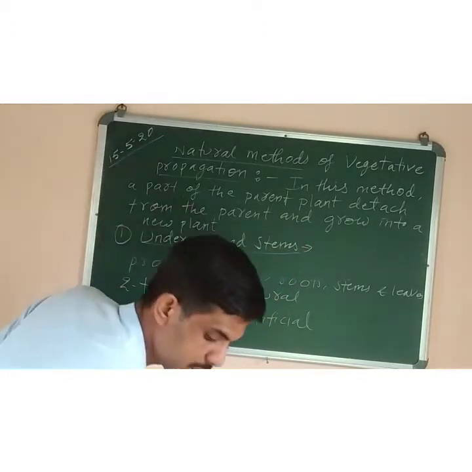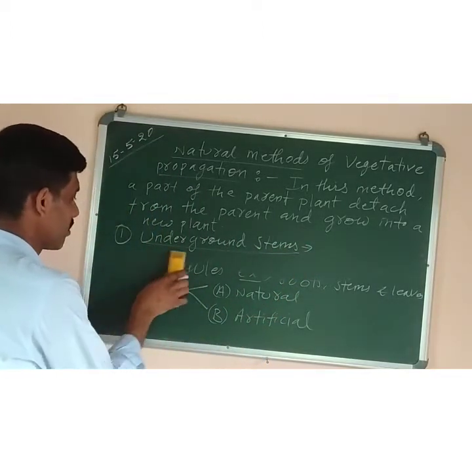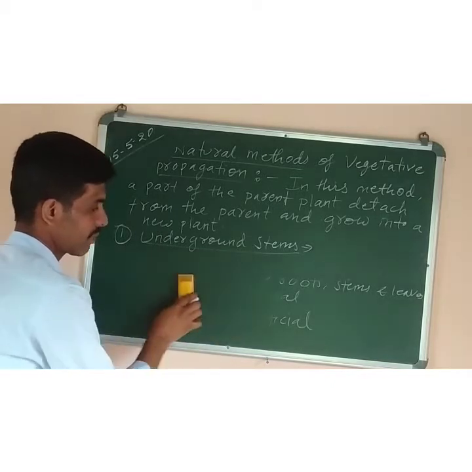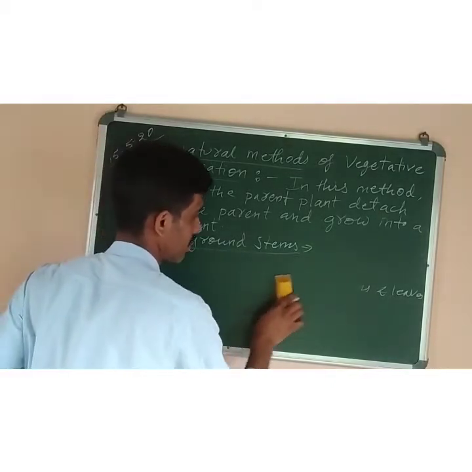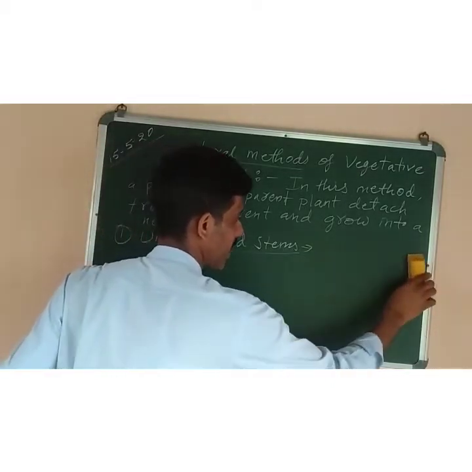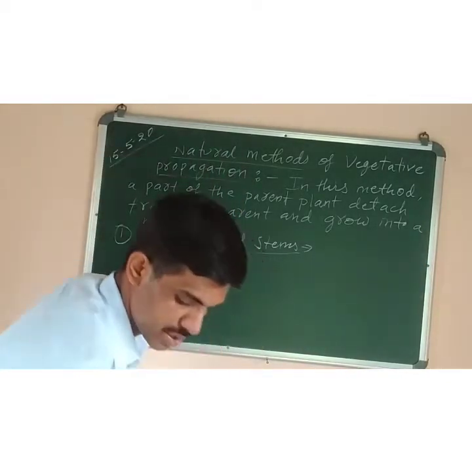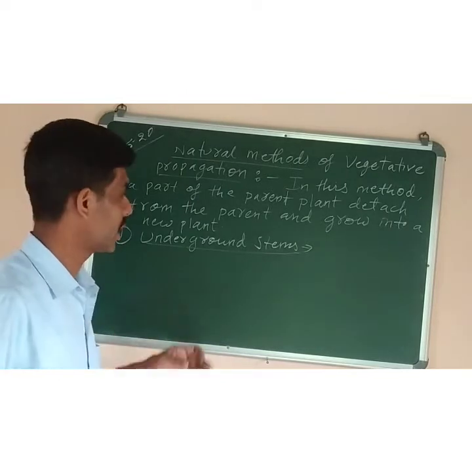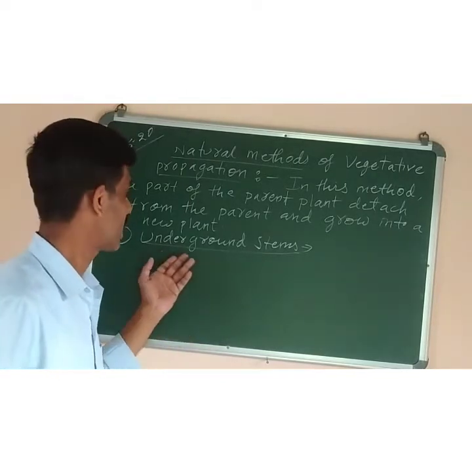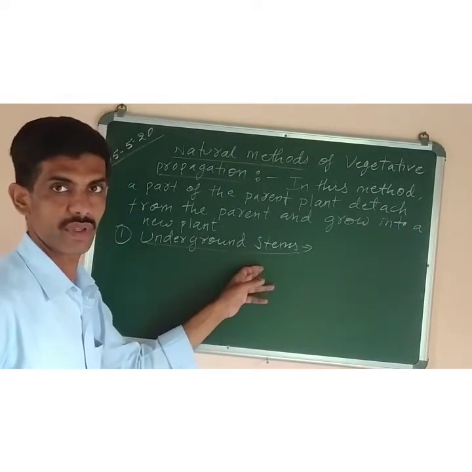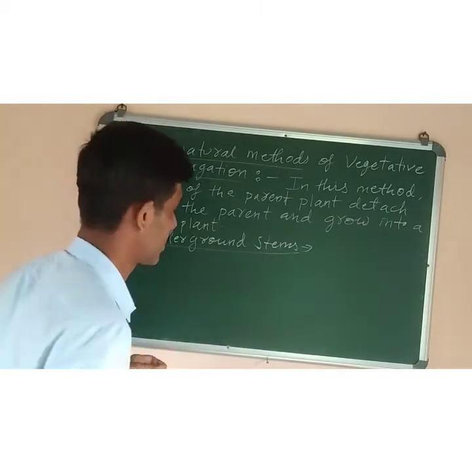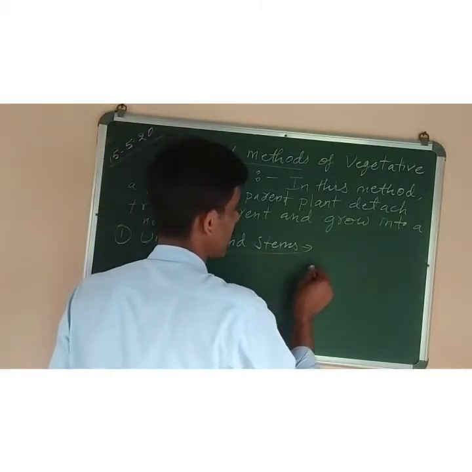Generally, stems are found growing above the soil. But in case of vegetative propagation, the stems of some plants like potato, onion are modified and they grow under the soil. That's why they are called underground stems. They are the modification of stems. So here underground stems you write.